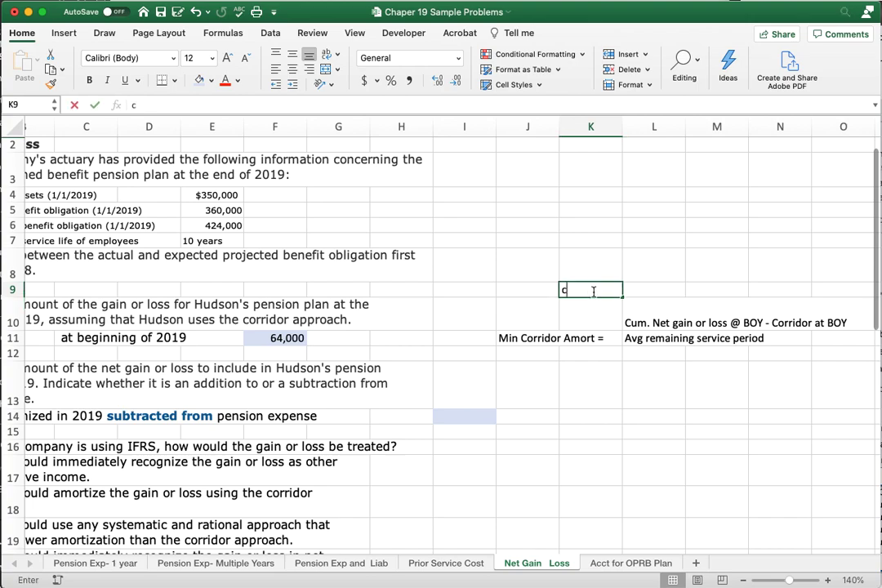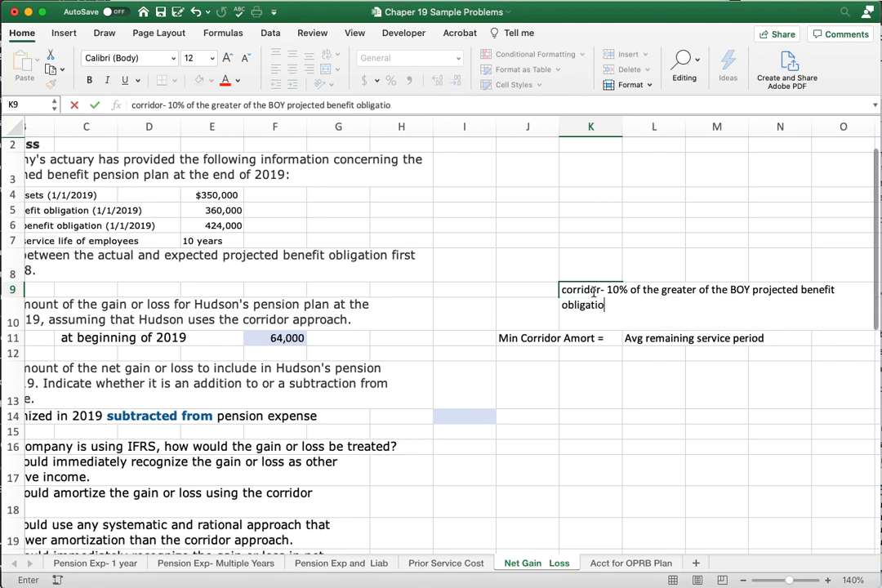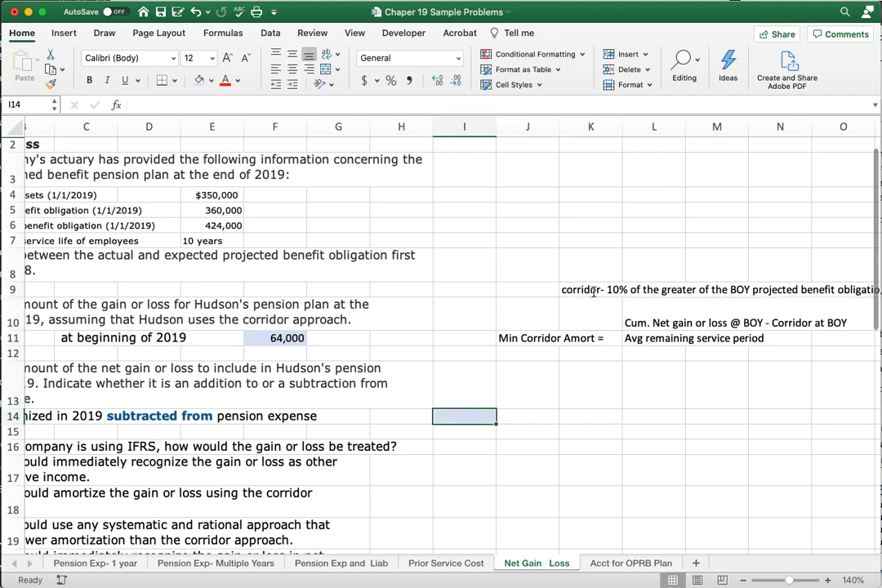Corridor is defined as the 10% of the greater of the beginning of the year projected benefit obligation or the beginning of year fair value of the plan assets. And so now that we've defined that, we can add that here into our formula bar.